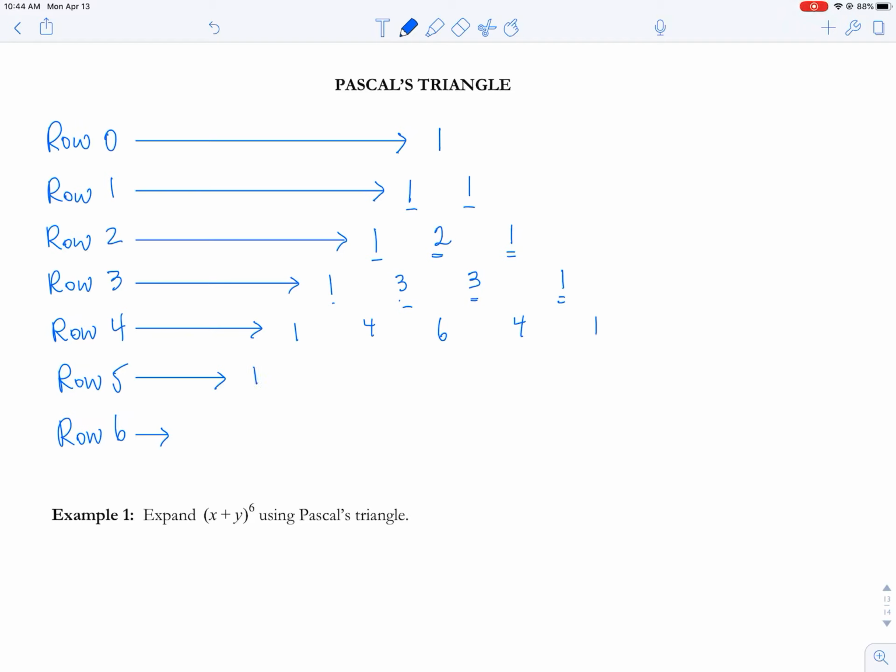Row 5 starts with a 1. 1 plus 4 is 5. 4 plus 6 is 10. 6 plus 4 is 10. 4 plus 1 is 5, ends with a 1.